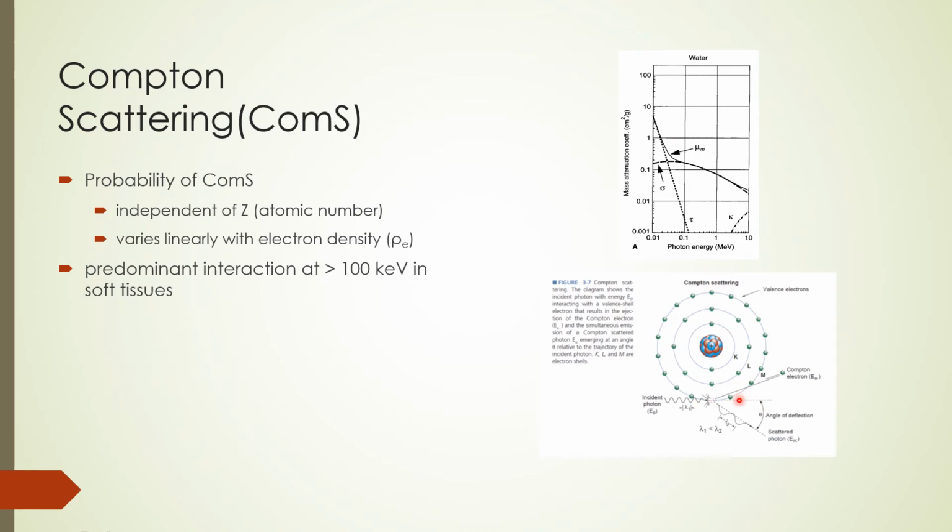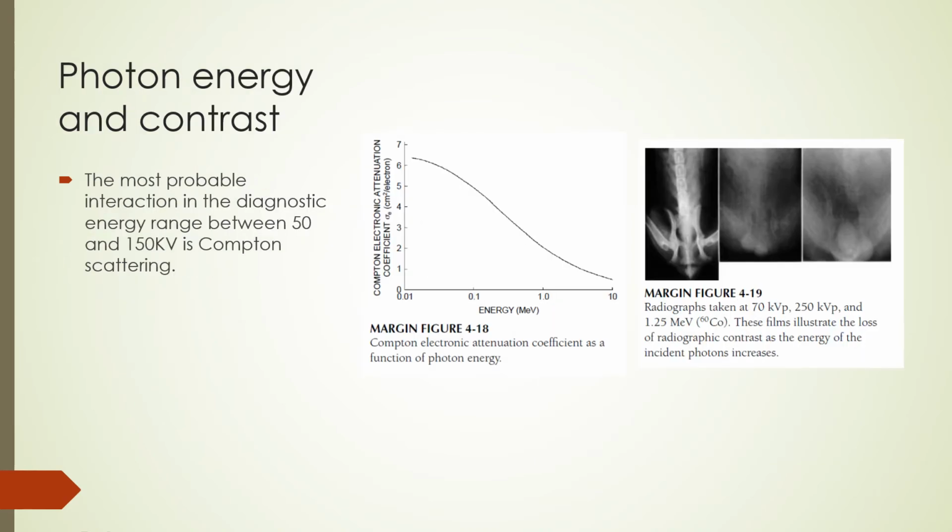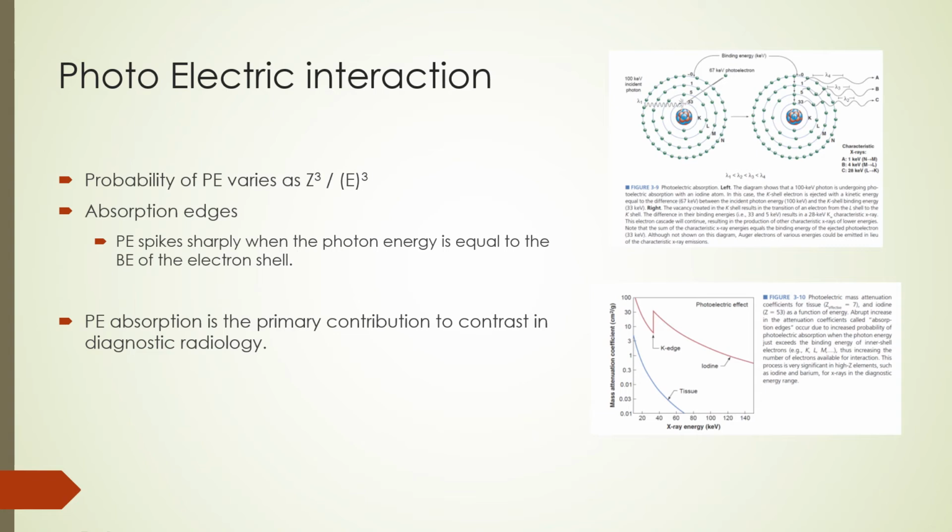When high energy photons interact with low Z materials like soft tissue, Compton scattering dominates. The radiographs shown here are of a rat pelvis at different photon energies. This is to illustrate the effect of Compton scattering at different photon energies. At 70 keV, there is less Compton scattering, but at 1.25 MeV, there is a lot of scattering, so the radiograph contains more noise. The most probable interaction in the diagnostic energy range of 50 to 150 keV is Compton scattering. The next photon interaction is photoelectric absorption.